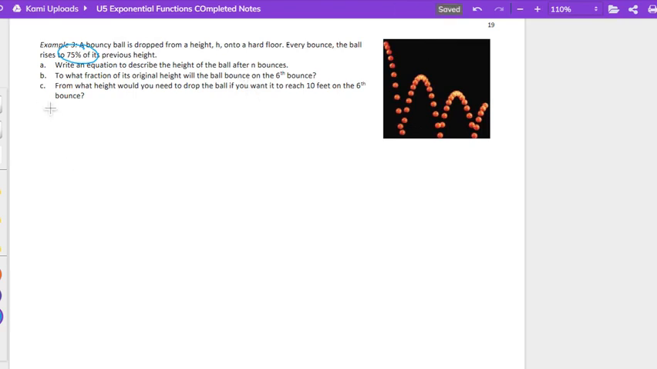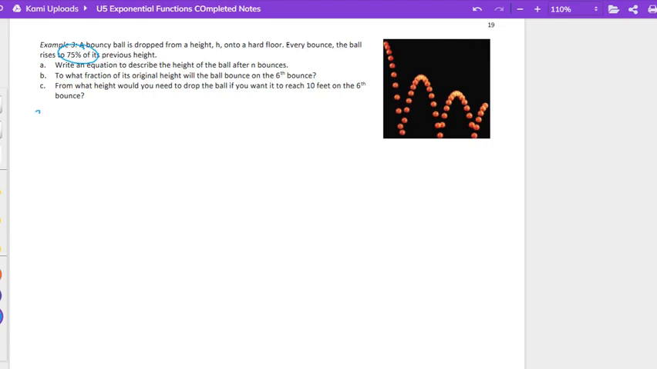So we need to write the equation. We need to figure out what fraction of the original height the ball bounces to on the sixth bounce, and from what height you need to drop the ball if you want it to reach 10 feet on the sixth bounce. So before we attack these questions, let's try to reason with this.